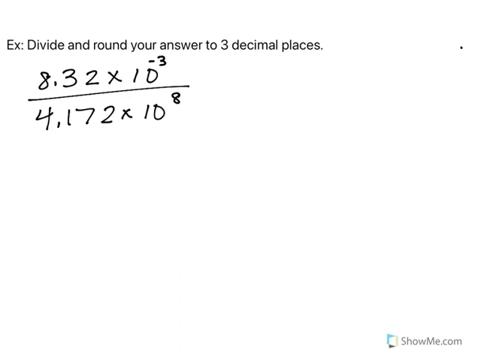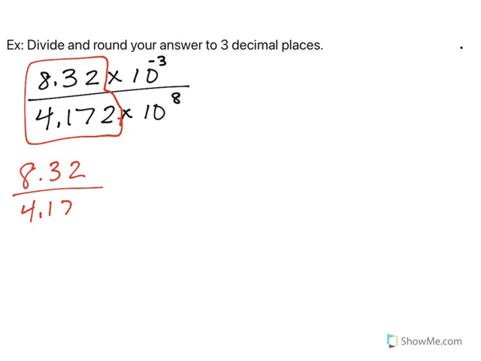So for this particular question, we're going to divide and round our answer to 3 decimal places. Now, if you're dividing scientific notation, our first step is going to be to divide the numbers. So we're just going to focus on 8.32 divided by 4.172. And when I plug that into my calculator, I get 1.994247363. And this goes on and on and on, but that's as far as my calculator goes. Great, so that's the first part of this.